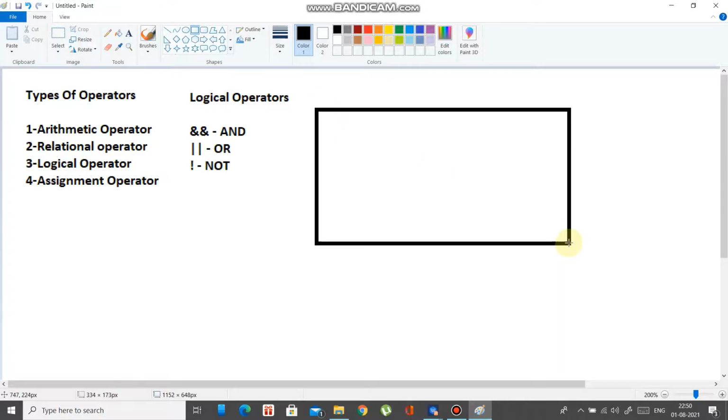Let's talk about logical AND. Logical AND is nothing but a binary multiplication. In this case, both the values should be true, then the output will be true. If any one input is false, the output will be false. So this is the truth table.